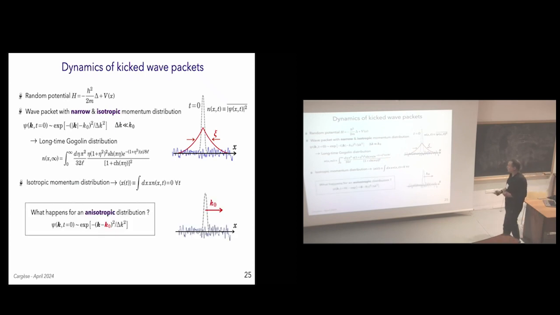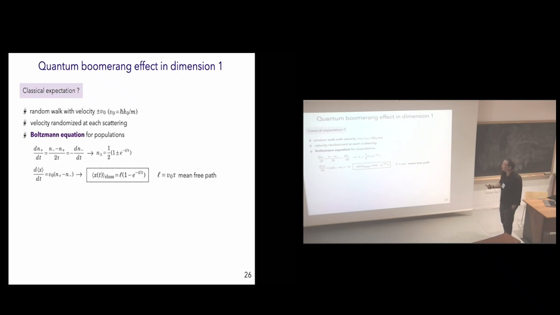And now the quantum boomerang effect is a phenomenon that arises when you precisely don't start from an isotropic momentum distribution, but from an anisotropic one. So you launch the wave packet in a certain direction, or you push it with a momentum in a preferred direction. Before showing you the outcome for this case, I think it's instructive first to look at the classical expectation for this x, for this center of mass.